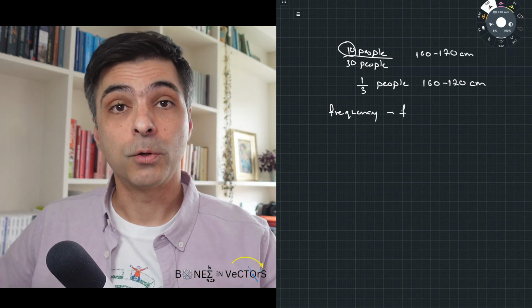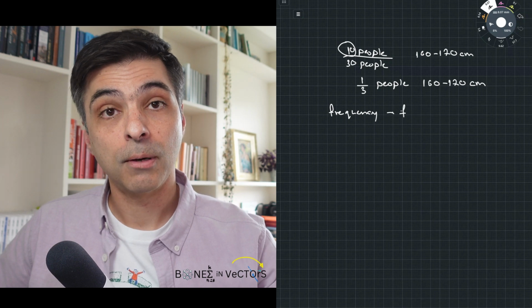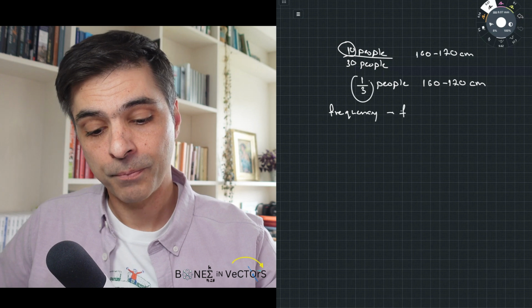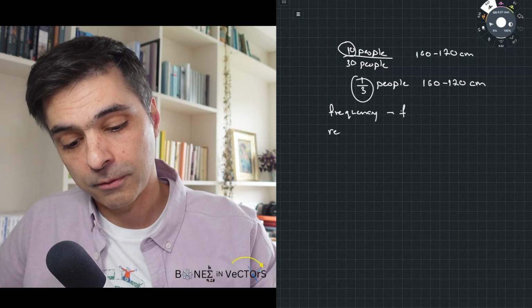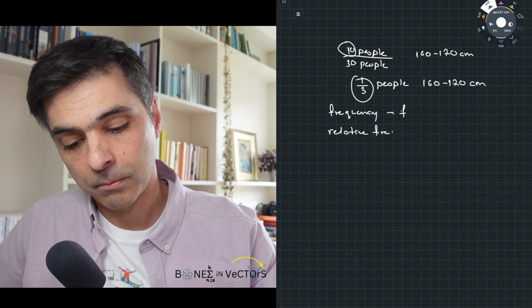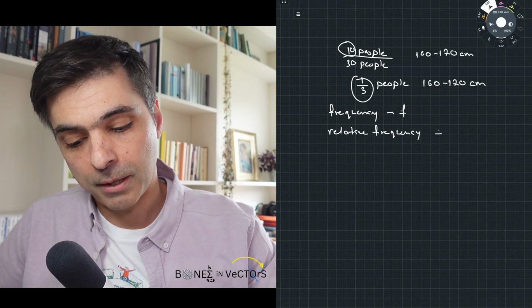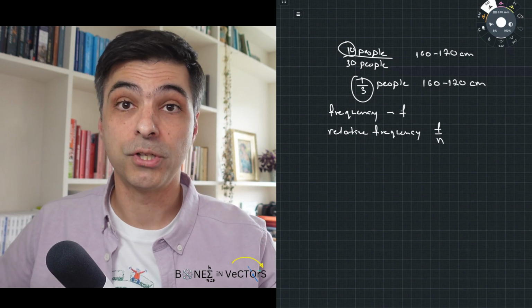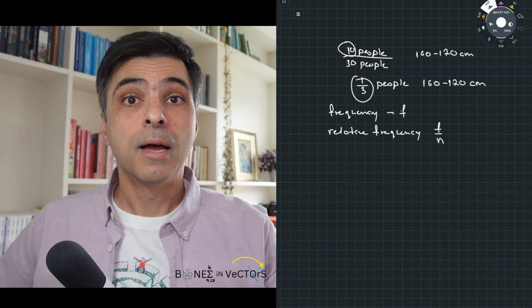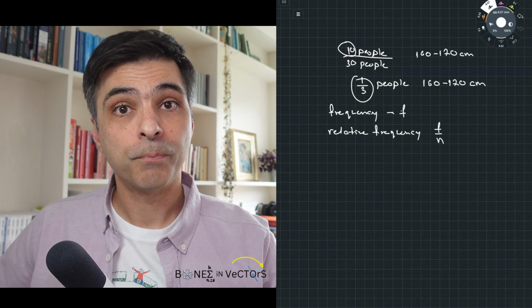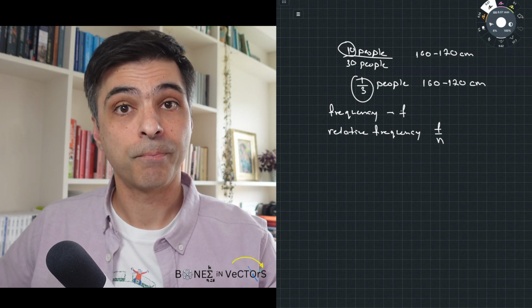The relative frequency is when we divide that by the total number of people we counted. So 1 out of 3 is what we call the relative frequency. And we symbolize that by F divided by N, where N is the total amount of people, which is 30 here. Now, this means here that 1 out of 3 people have this height range.